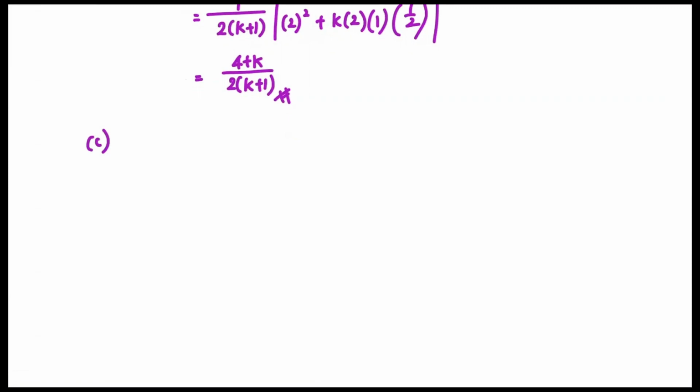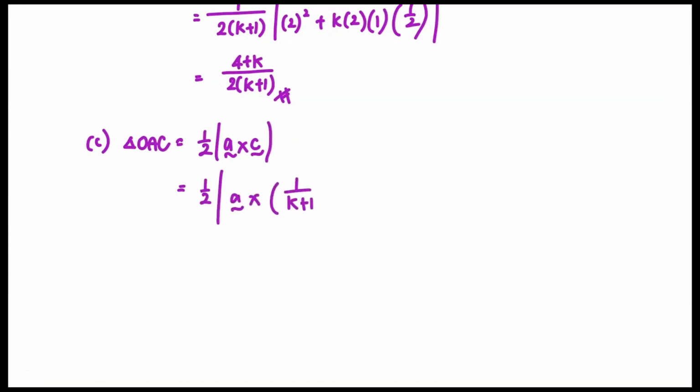Let's see. We need to find the area of the triangle OAC. Like I said, you need to be very careful of the way that we write our vectors. So triangle OAC equals half of A cross C. And this will be half of A cross 1 over k plus 1 of A plus kB.